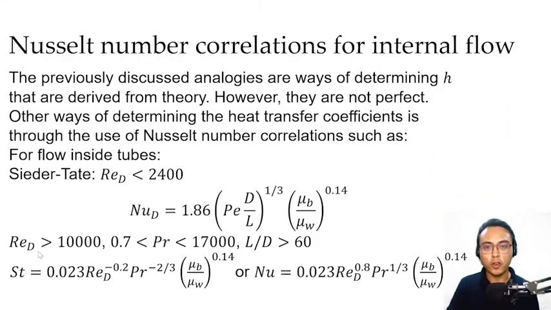For internal flow, we can use this Sieder-Tate equation, the second version, this one, which is intended for turbulent flow. We know that our Reynolds number is greater than 10,000, but we first have to solve for our Prandtl number to confirm that it is between 0.7 and 17,000. So this is one of our equations, the Sieder-Tate equation.